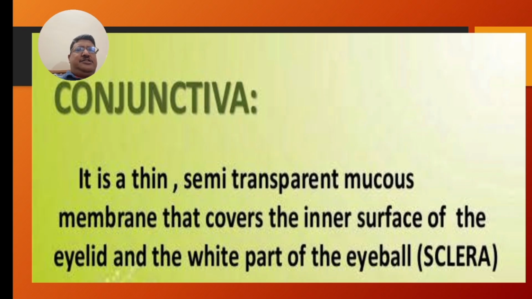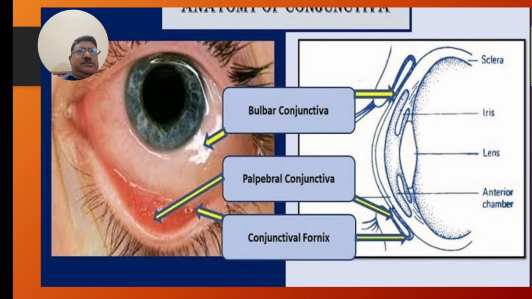Conjunctiva is a thin, semi-transparent mucous membrane that covers the inner surface of the eyelid and the white part of the eyeball, the sclera. So this is the bulbar conjunctiva, this is the palpebral conjunctiva, and this is the conjunctival fornix.